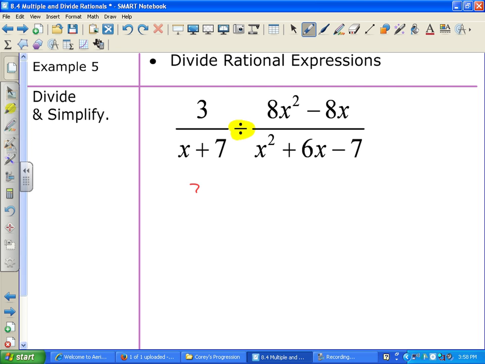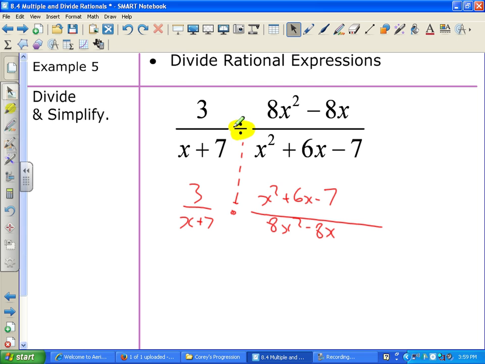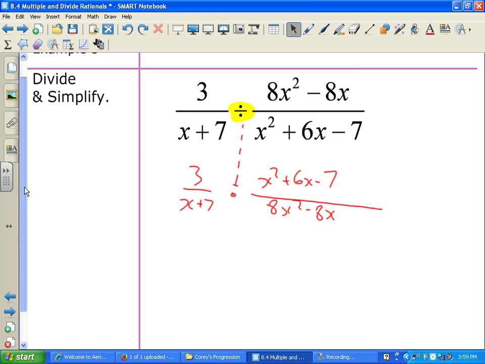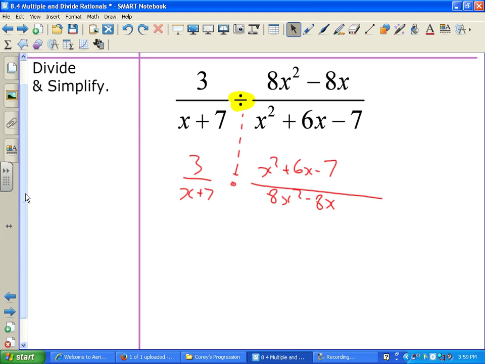So that's going to be 3 over x plus 7. I'm going to change my division to multiplication. And I'm going to multiply by the reciprocal. So x squared plus 6x minus 7 is up top now, and 8x squared minus 8x is on the bottom. So at this point, I did the one change, made my division multiplication, and now it's factor and simplify.